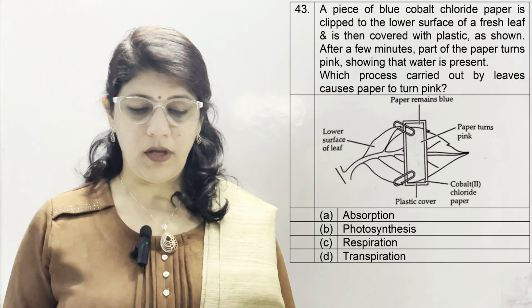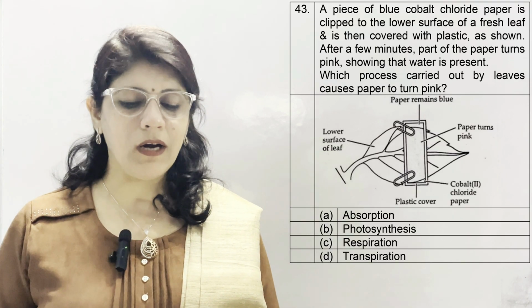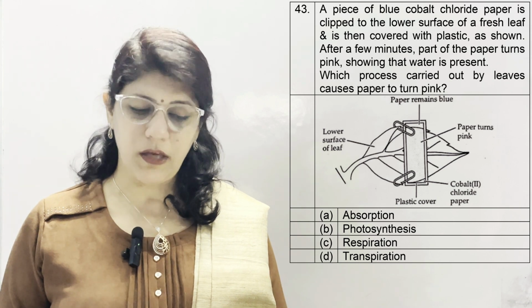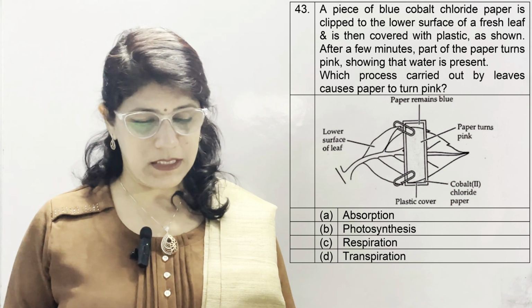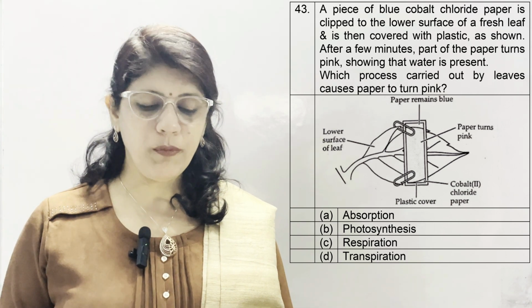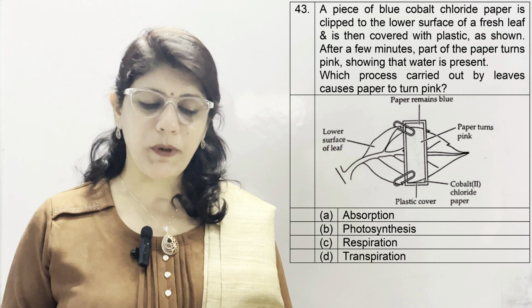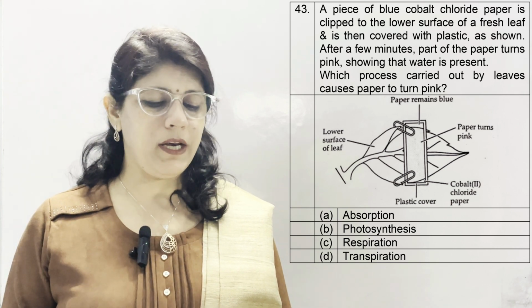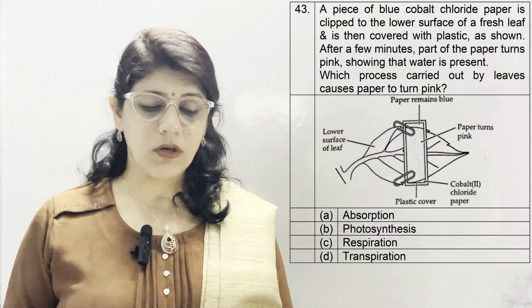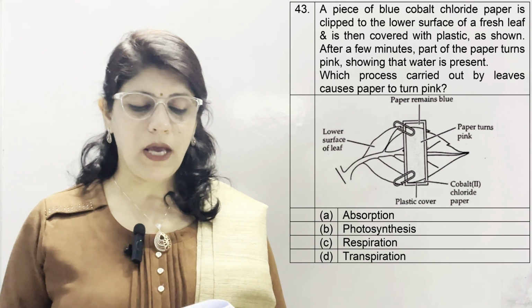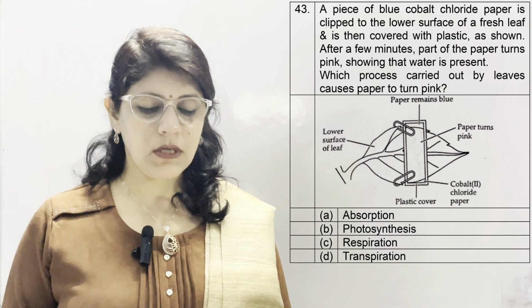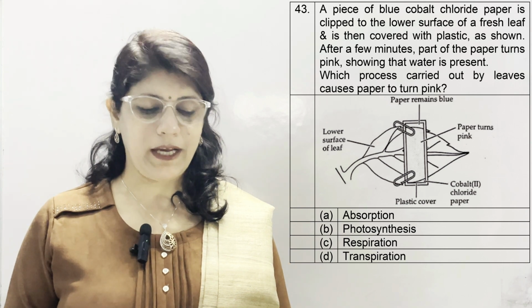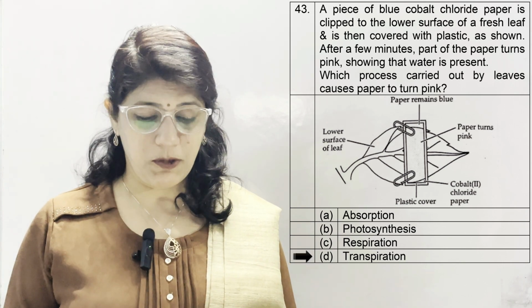Question number 43. A piece of the blue cobalt chloride paper is clipped to the lower surface of a fresh leaf and is then covered with plastic as shown. After a few minutes, part of the paper turns pink, showing that water is present. Which process carried out by leaves causes paper to turn pink? A option is absorption, B photosynthesis, C respiration and D transpiration. We have recently discussed that the correct option is D, which is transpiration.